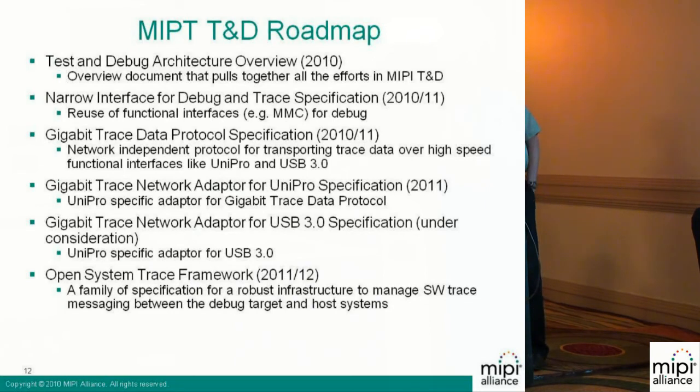We have several things on the roadmap. A debug architecture overview, which is a blanket document that pulls in all this stuff because it's kind of disjointed unless you have an overall document to bring it together. I talked a little about the 9-int effort to remap debug over functional interfaces. The gigabit trace. These three are the gigabit trace family. So this is how to do trace over the high-speed serial I/Os, and then the open system trace framework, which is the top-level software view for people that want to instrument their code.